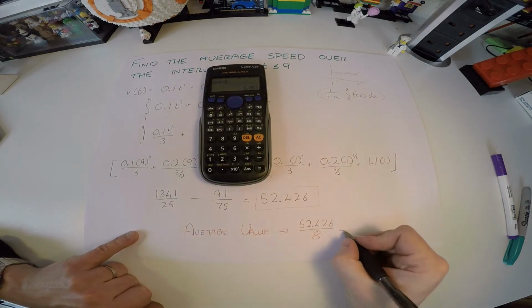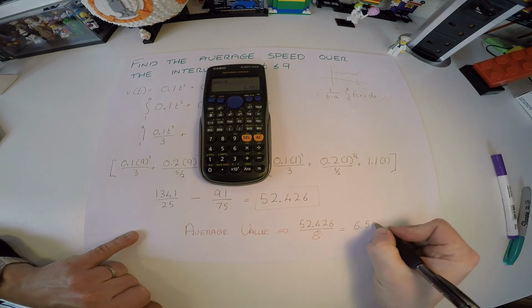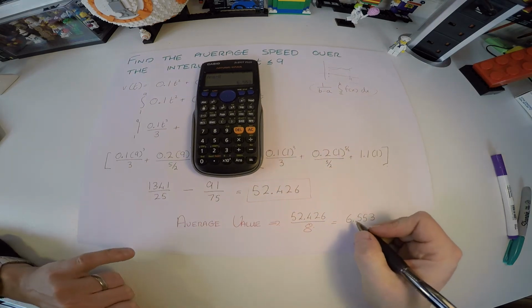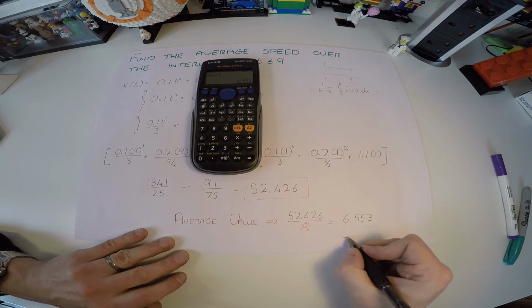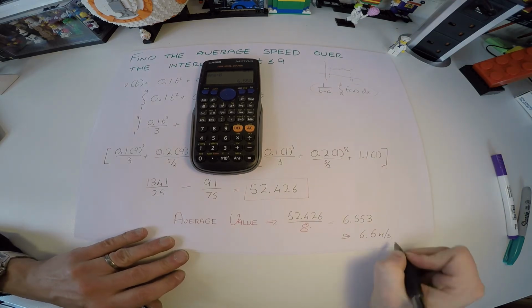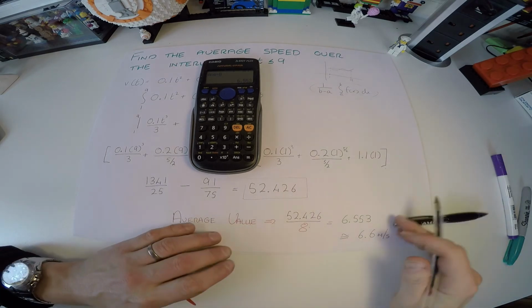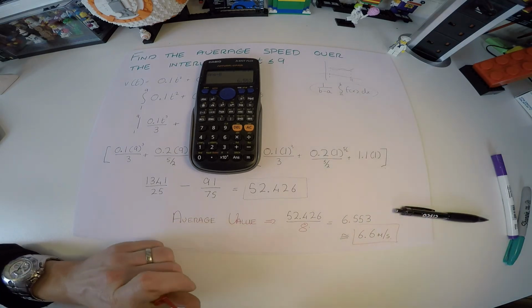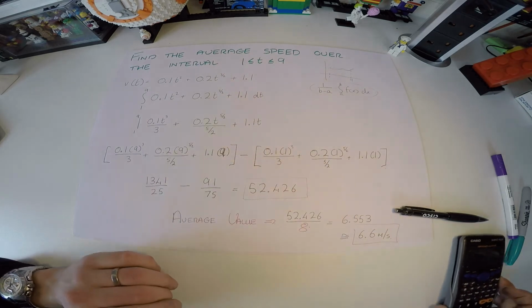6.553 repeating. So 6.553, and it wants it to one decimal place, so that means that we have 6.6 meters per second, and that's our answer to that second part. Okay, so I hope that was slow enough and explained well enough for you.